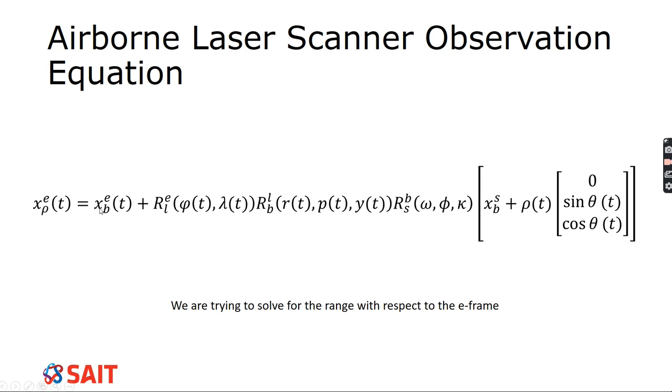So the first thing that we have here is a translation, right? X is going to be a vector, so a translation vector. We go from the B frame to the E frame, right? So we're looking at the INS and taking that to the Earth system. So we're shifting that one down to that location.